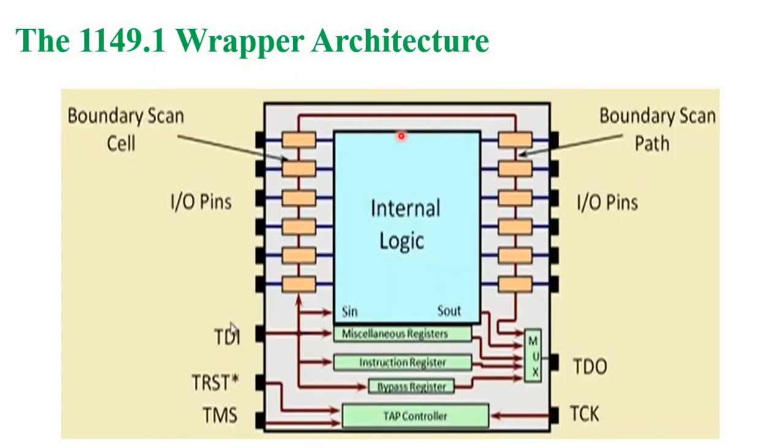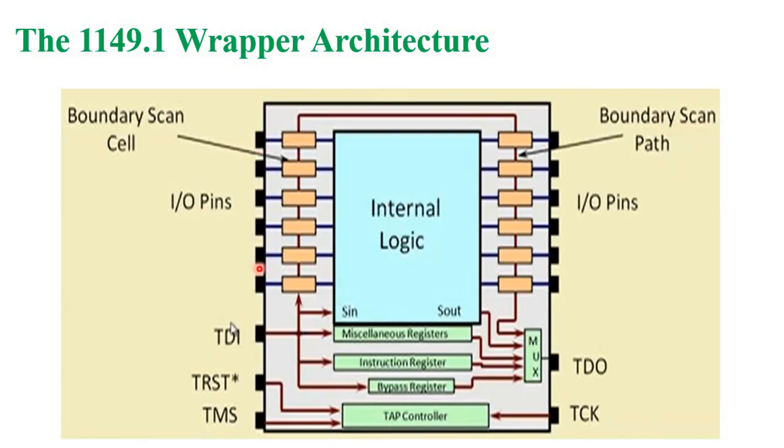This is called the architecture. These rectangular boxes are called boundary scan cells, and these boundary scan cells are connected serially through the boundary scan path. I already explained what a boundary scan path is. Scan path is a concept, but various manufacturers can implement scan path in different ways. These serially connected connections are called the boundary scan path.